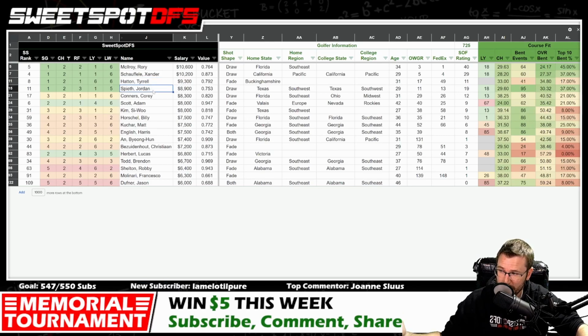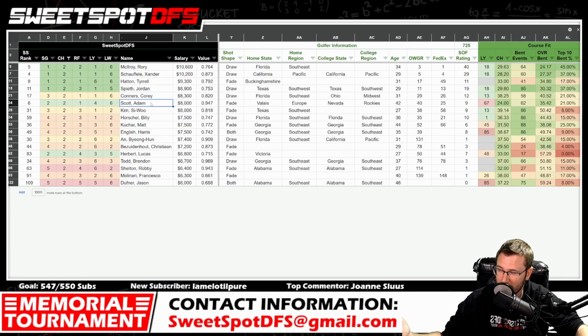We also have Jordan Spieth here, Corey Conners, Adam Scott. Remember, he was in that bucket with Rickie Fowler, where you wanted to select 0 to 1 or 0 to 2. So super interesting there.